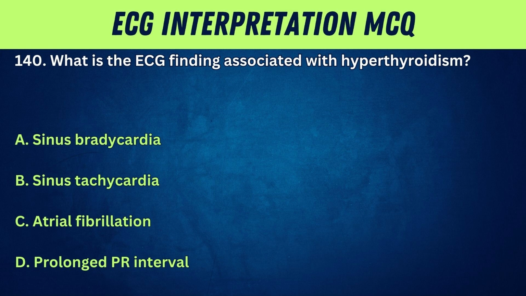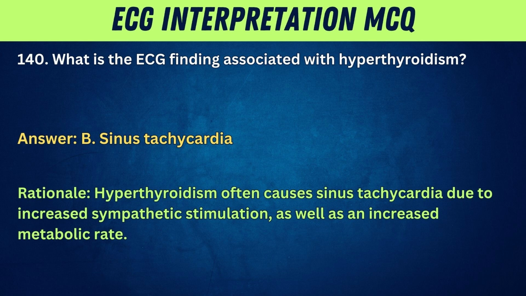140. What is the ECG finding associated with hyperthyroidism? A. Sinus bradycardia. B. Sinus tachycardia. C. Atrial fibrillation. D. Prolonged PR interval. Answer: B. Sinus tachycardia. Rationale: Hyperthyroidism often causes sinus tachycardia due to increased sympathetic stimulation as well as an increased metabolic rate.